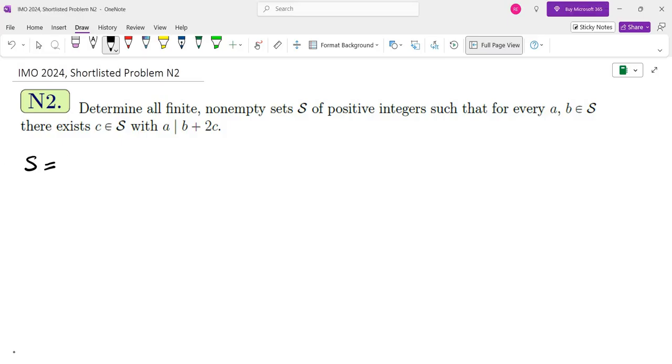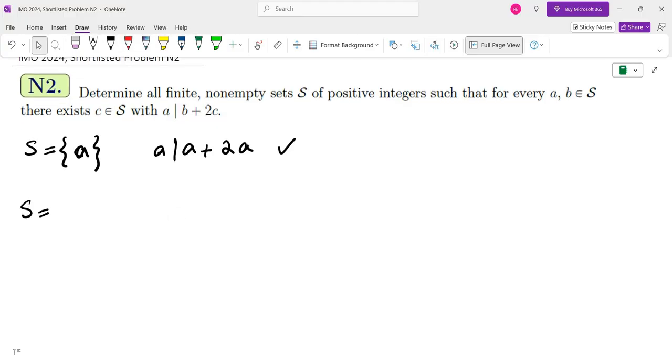The first thing is, let's say S has only one element. Well, clearly this condition is satisfied because there's only one pair. It's just A, and A divides A plus 2A. So every subset of size 1 satisfies this property.